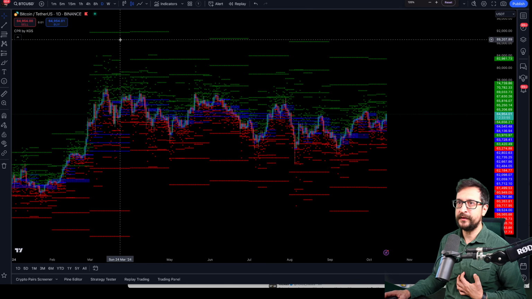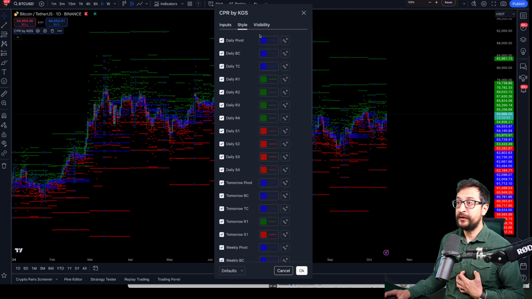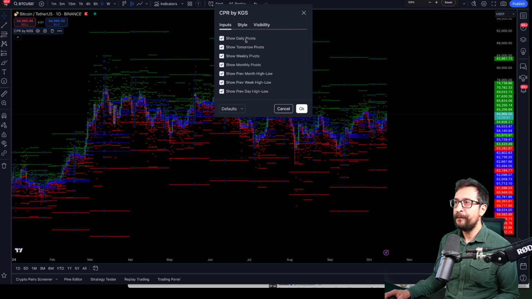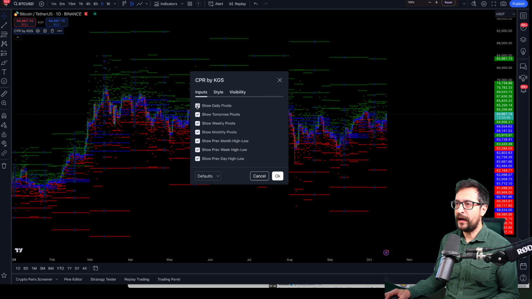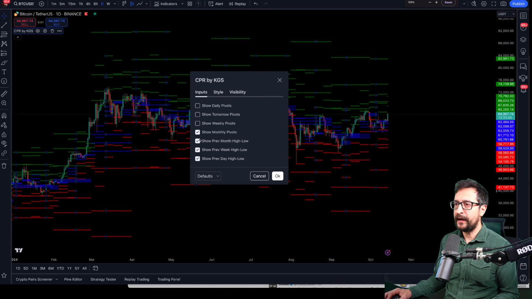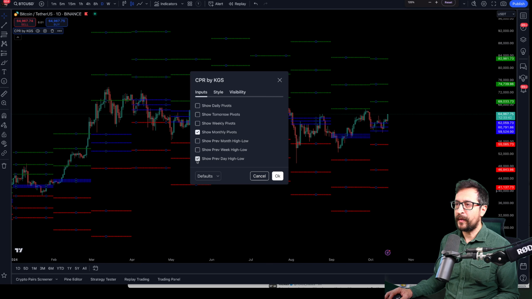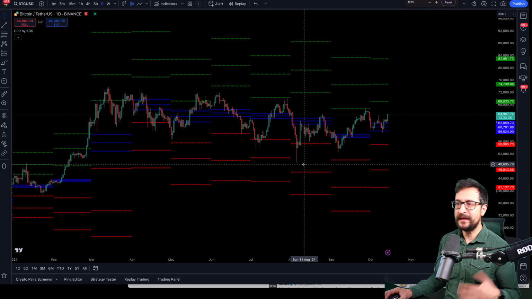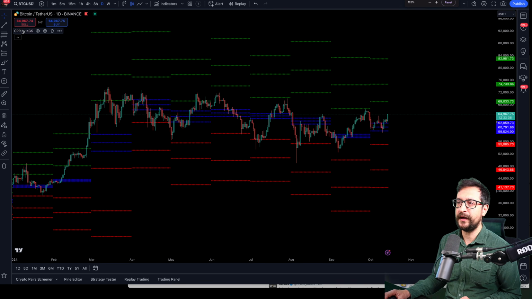And in my particular strategy, I don't use everything. So I'm going to go and select the settings and remove the daily, remove tomorrow, remove weekly, and remove everything else apart from monthly pivots. And that's going to make it look immediately very similar to what we were talking about.